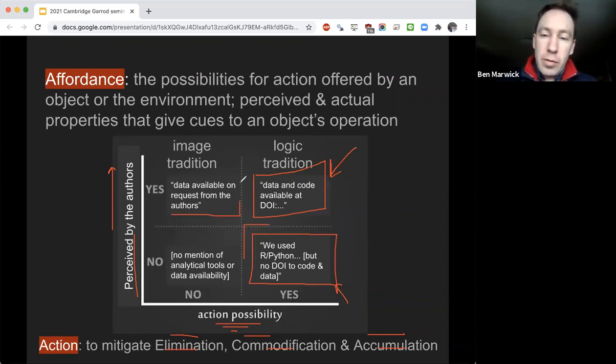Another taxonomic possibility here is perhaps working in the image tradition, where there's some kind of data, we don't know what form it is in, what affordance it has, but the author recognizes there's some possibility that it could be useful for someone else, that they could contribute to removing elimination, commodification, accumulation. But they haven't really followed through with the action of doing so because it's just not openly available to us most of the time.